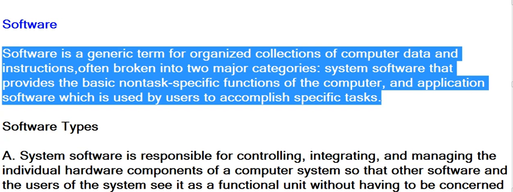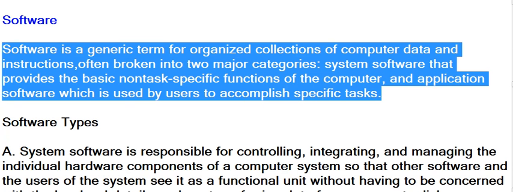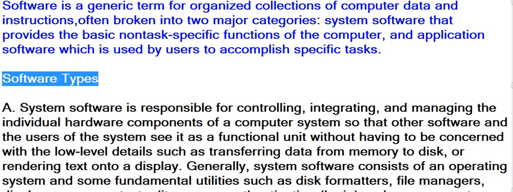Software. Software is a generic term for organized collections of computer data and instructions, often broken into two major categories: system software that provides the basic non-task specific functions of the computer, and application software which is used by users to accomplish specific tasks. Software types.